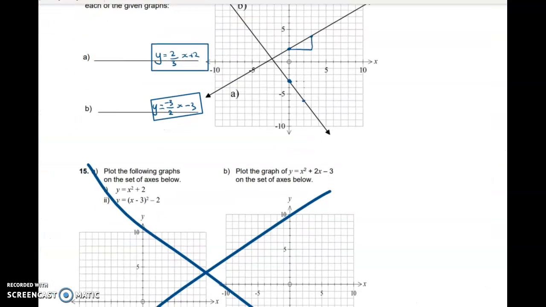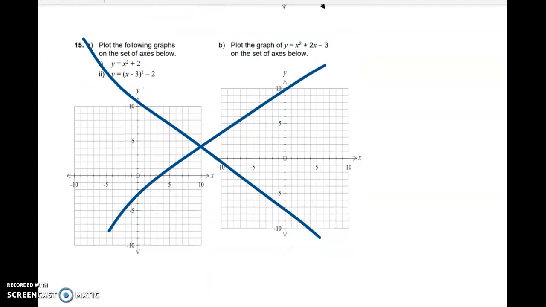Let's see what's left. Okay, so question 15 is parabola graphs, which we're not covering this year. We think we've done enough. So that's all for now.